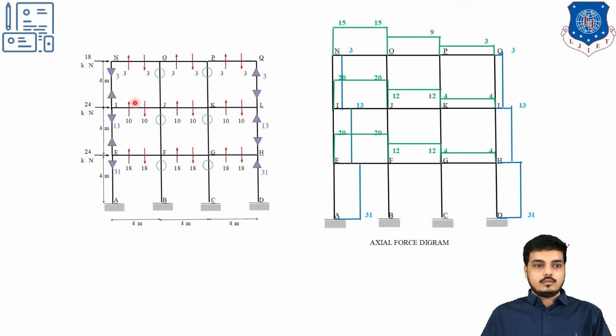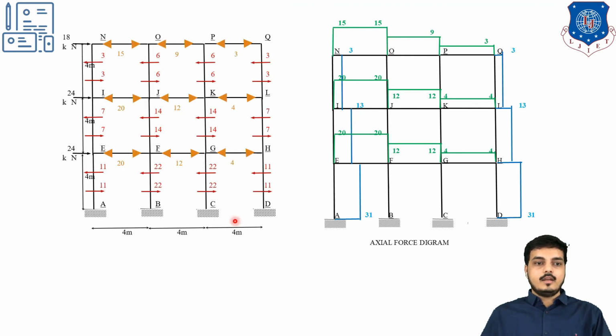Lastly, axial force. These are my column axial forces, which are shown in this blue color: 3, 13 and 31. And we have got the intermediate column having axial force as 0, so there will be no figure for it. And at last, this one 3, 13 and 31. Now these are my beam axial forces. So 15 for first, then 9, then 3, 15, 9 and 3, 20, 12 and 4, and similarly 20, 12 and 4 as well. So likewise, we can draw all the diagrams.